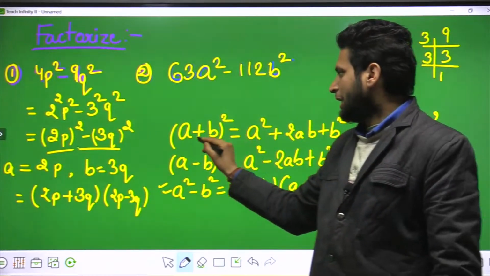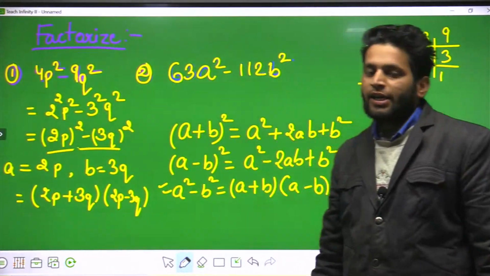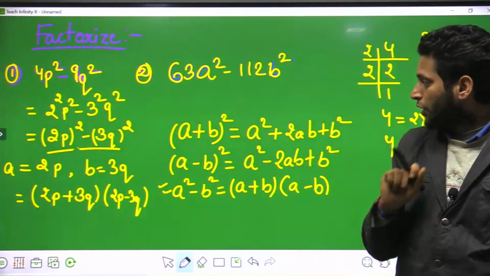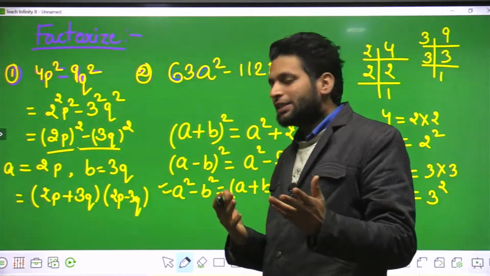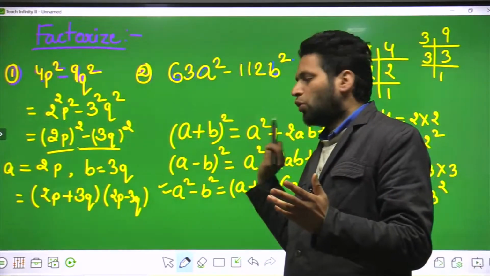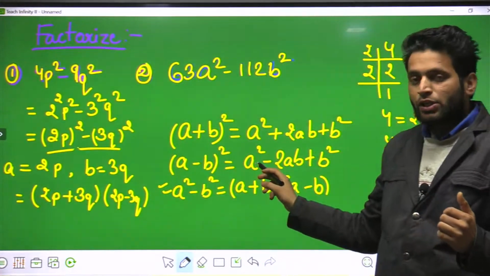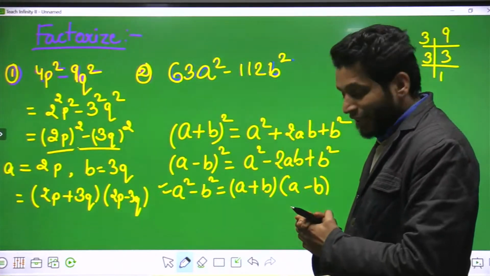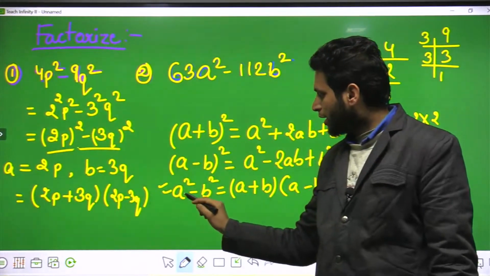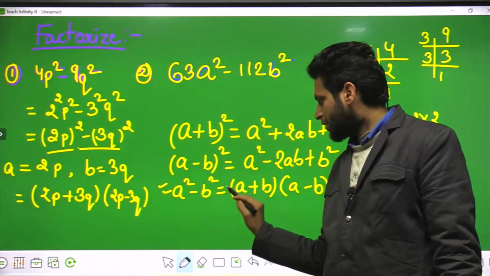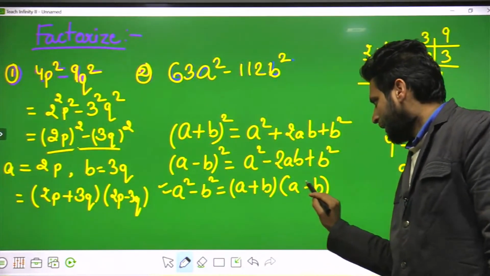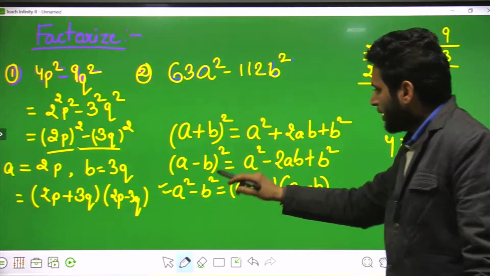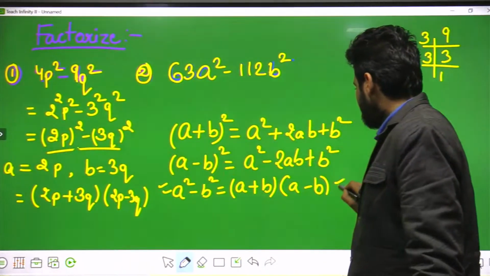So you can see a plus b whole square is equal to a square plus 2ab plus b square. Then we will write the second algebraic identity, a minus b whole square, equal to a square minus 2ab plus b square. And the third identity is a square minus b square is equal to a plus b, a minus b. So we can see that this question is related to this identity, it means based on the third identity.